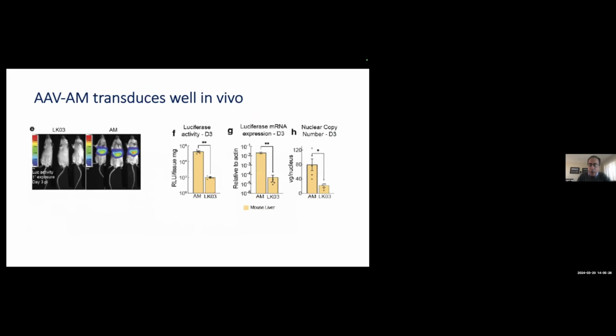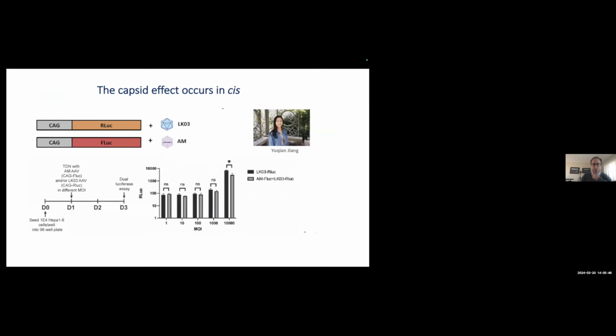So what this is telling us is that the capsid protein itself is somehow allowing the vector genomes to be set up epigenetically in the target cells. And changes in the capsid sequence can alter the epigenetic marks that occur on the vector genome.